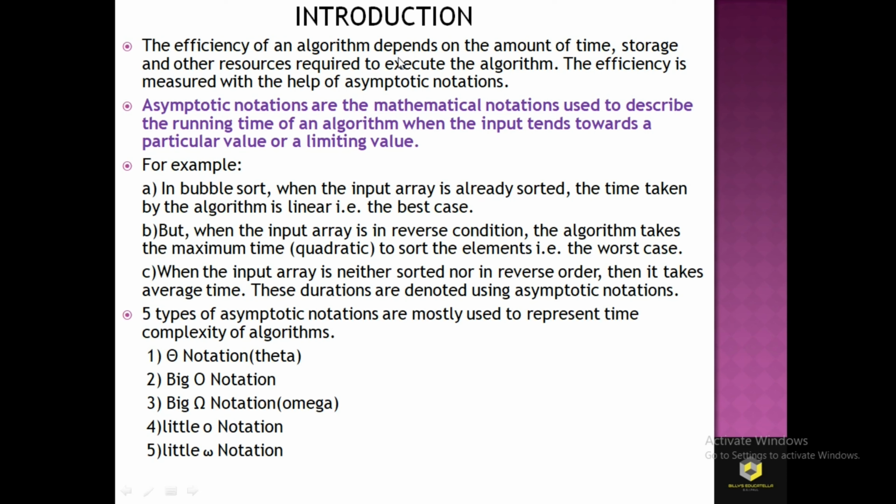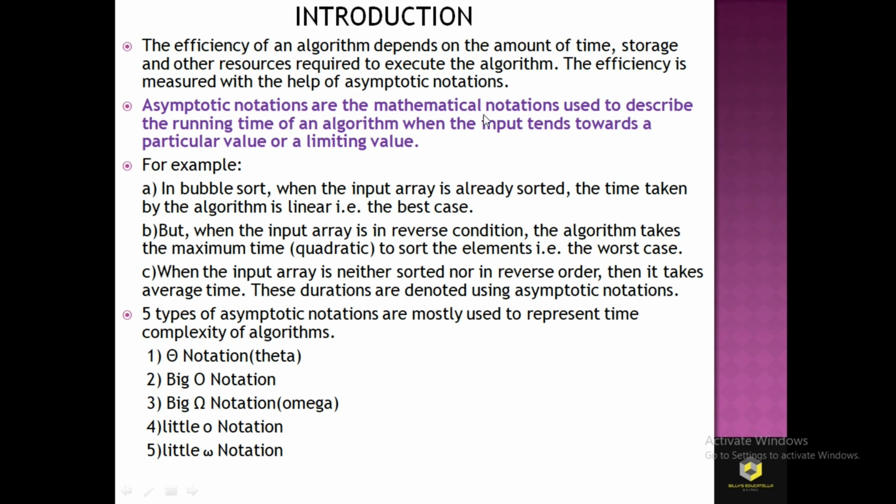The efficiency of an algorithm depends upon the amount of time, storage and other resources required to execute the program. If the amount of time and storage required to execute a program is less, then the efficiency is the best, and that is known as the algorithmic efficiency of that particular algorithm. This efficiency is measured with the help of asymptotic notations. Okay, what is an asymptotic notation?